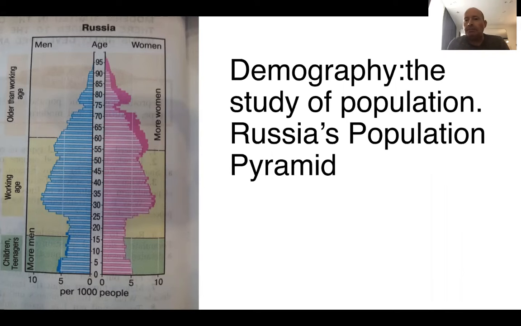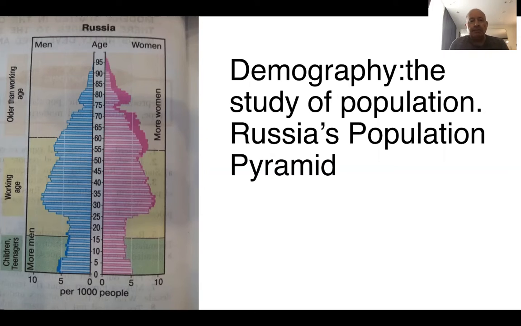Now, the reason why population pyramids are called pyramids is because population pyramids of traditional societies do look like pyramids. So they are wider at the bottom and narrower at the top. But as you can see, Russia's population pyramid today is not really a pyramid at all. So how does a population pyramid actually work?